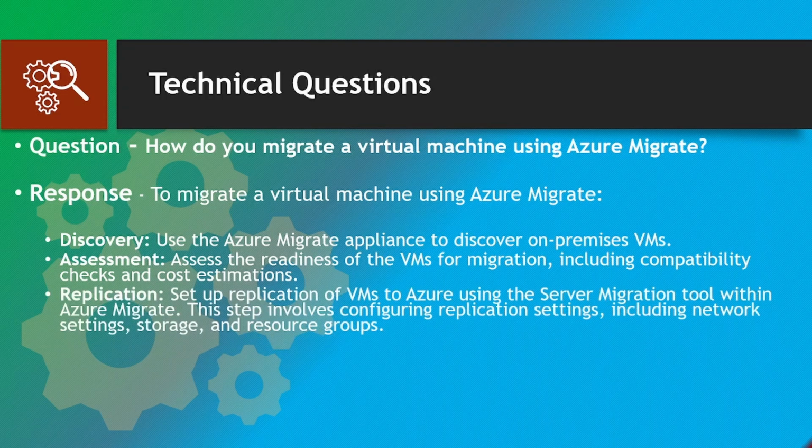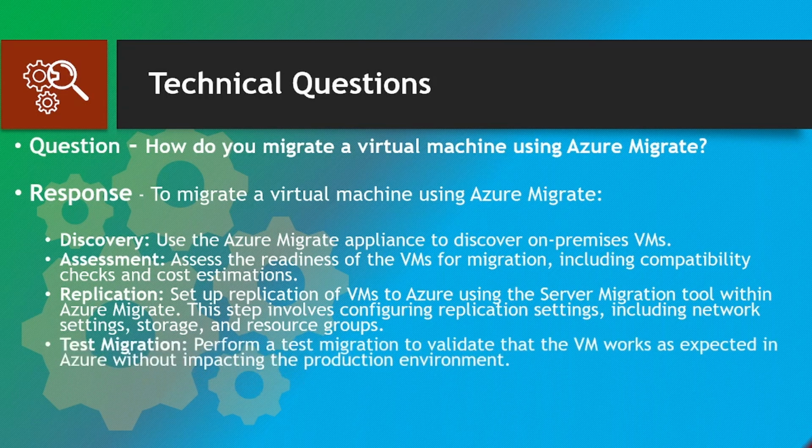Replication: set up replication of VMs to Azure using the server migration tool within Azure Migrate. This step involves configuring replication settings, including network settings, storage, and resource group. So this is the phase where we enable or configure the replication of the VM which we want to migrate or move to Azure. And this is the time where the actual VM would be replicated to Azure.